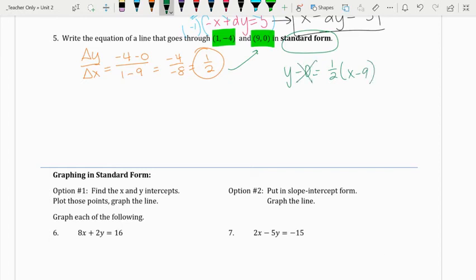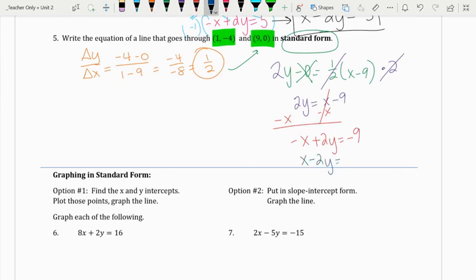Now, I don't even really need that part if I didn't want to. At this point, we can either distribute the 1/2, or if I multiply by 2 right now, it goes away. But I need to multiply this side by 2. So we get 2y equals x minus 9. We need to move x over. So negative x plus 2y equals negative 9. And yet again, our x is negative, so we need to change the signs of all of them.